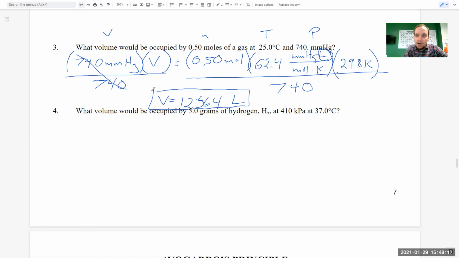So again, we don't have to guess the units. Just look at your R value, the units behind the R value, and it'll tell you what your unit is going to be. Okay, number 4.